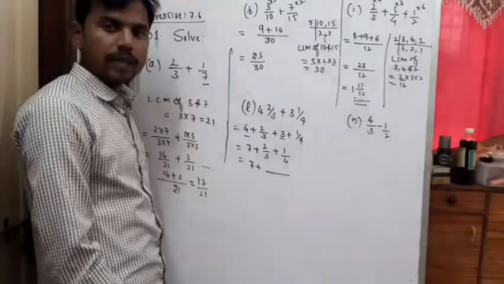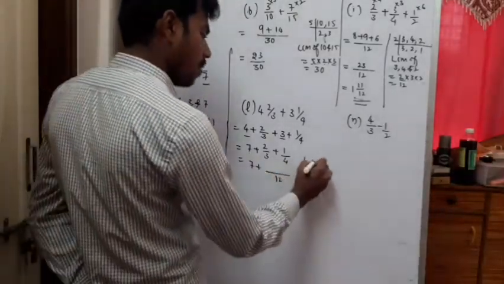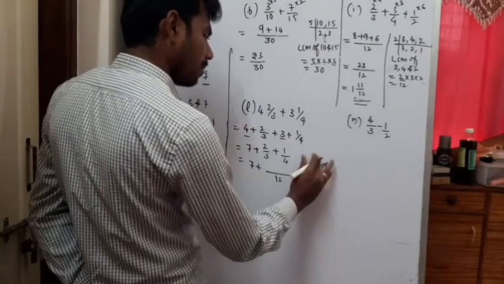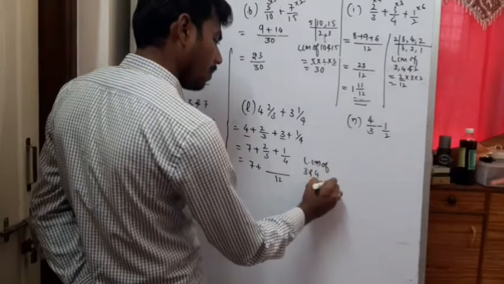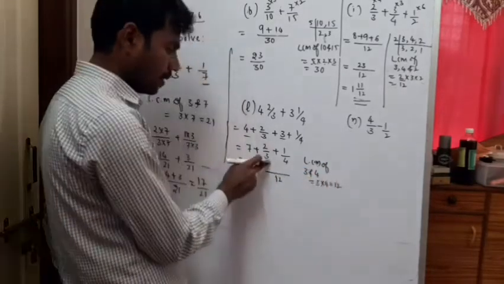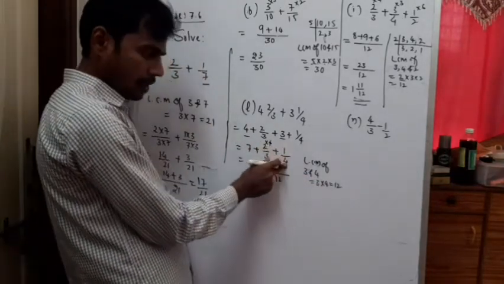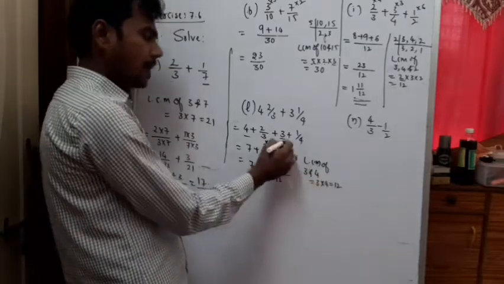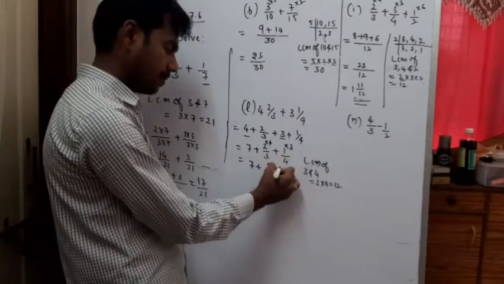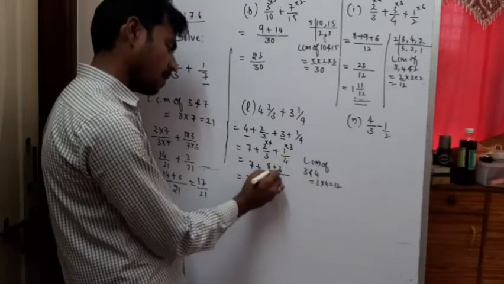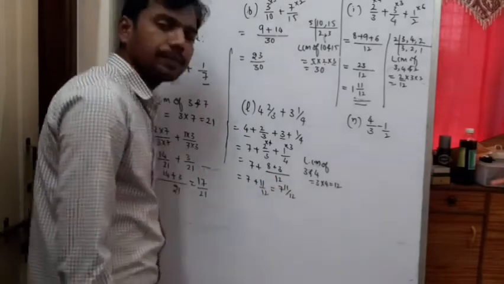3 and 4 are co-prime, then what is the LCM? 12 is the LCM. So LCM of 3 and 4 is equal to 3 into 4 because they are co-prime. 3 is there, to get 12, I need to multiply it with 4. 4 is there, to get 12, I need to multiply it with 3. 2 4s are 8, 1 3s are 3. 7 plus 11 by 12, or else we can write it as 7 11 by 12. Understood?